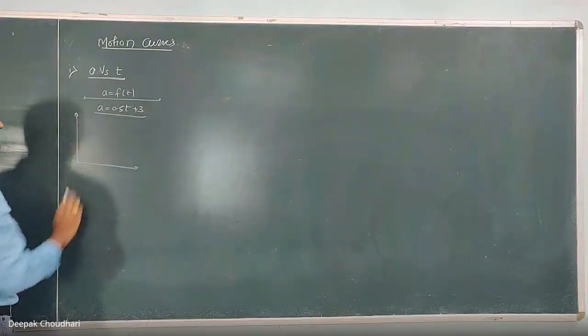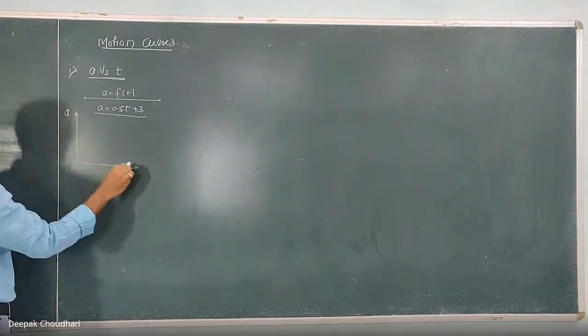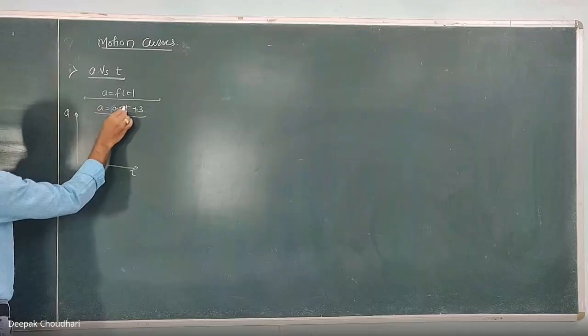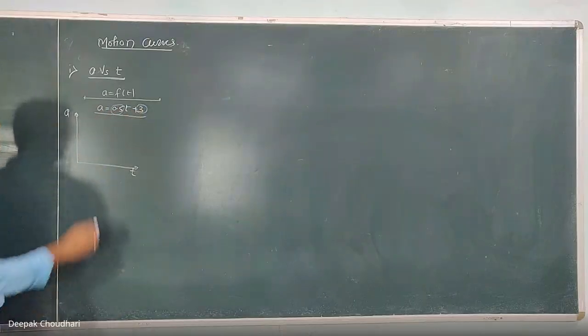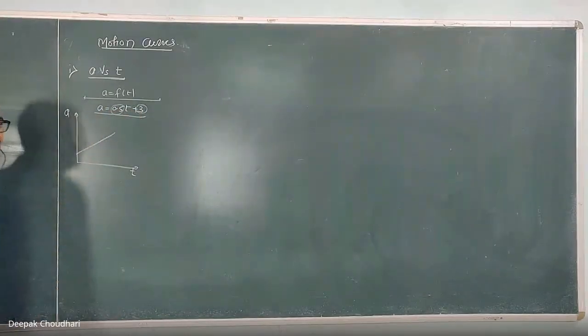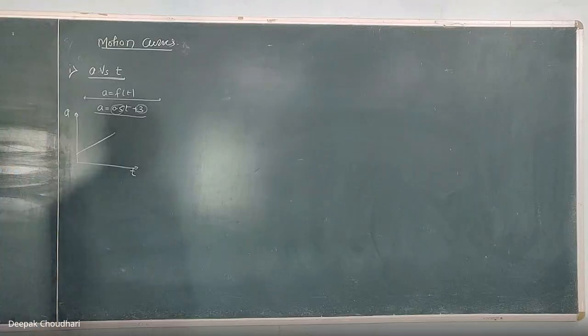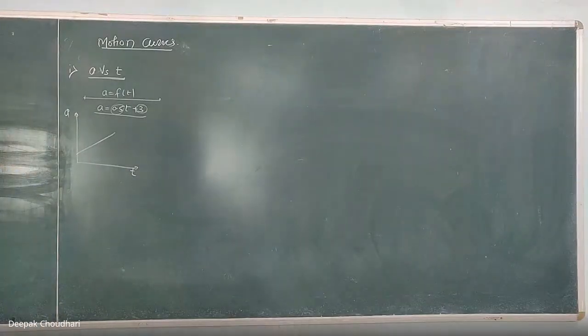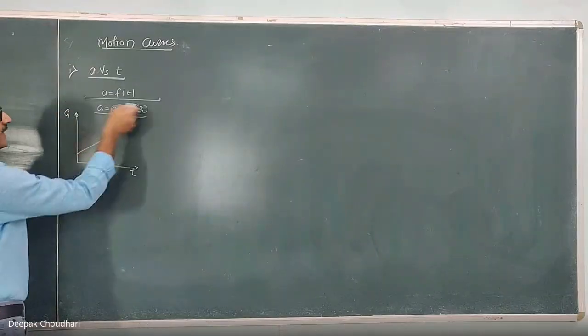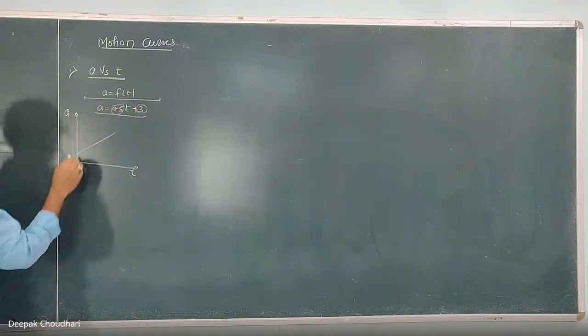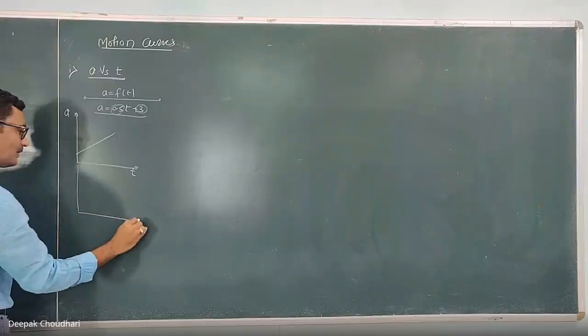Now it is a linear equation. Means the AT curve will be a straight line whose slope is 0.5 and y-intercept is 3. Here the AT curve will be like this, isn't it? I hope that you are comfortable with the equation of a straight line and the equation of a parabola and all these things. Okay, so this becomes the AT curve for this. Now if this is the AT curve, what will be the nature of the VT curve?